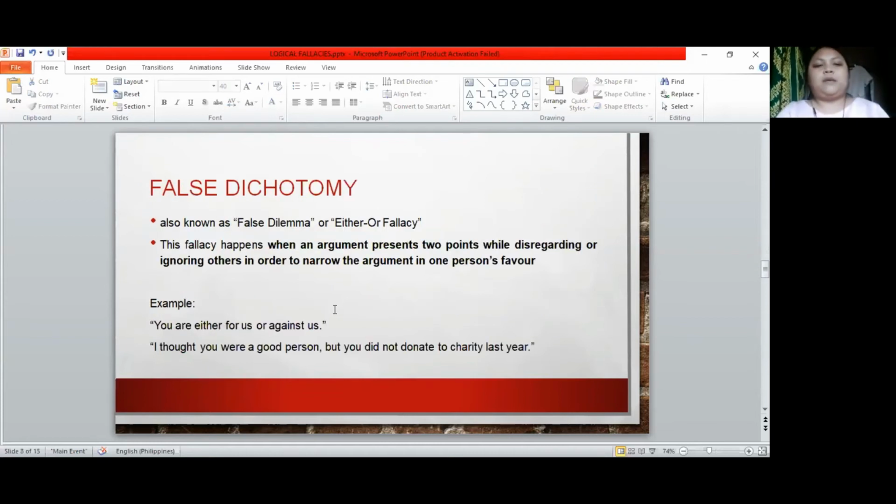false dichotomy. It is also known as false dilemma or either-or fallacy. This fallacy happens when an argument presents two points while disregarding or ignoring others in order to narrow the argument in one person's favor. Example: you're either for us or against us. And I thought you were a good person, but you did not donate to charity last year.